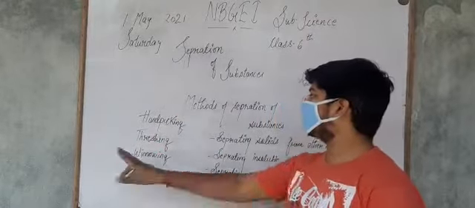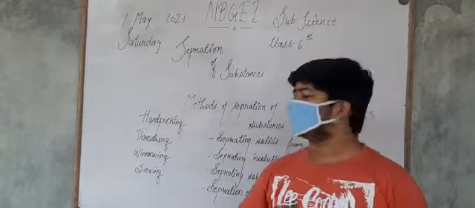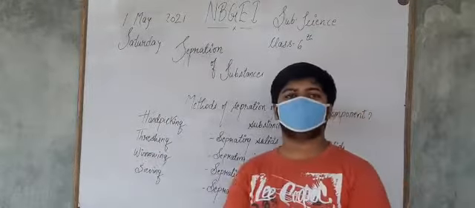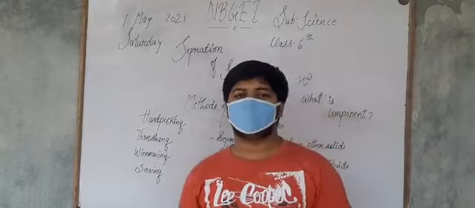In that method, we discussed hand picking, threshing, winnowing and sieving. We have done hand picking and threshing. Now today we are going to talk about winnowing. Okay, now let's discuss that.